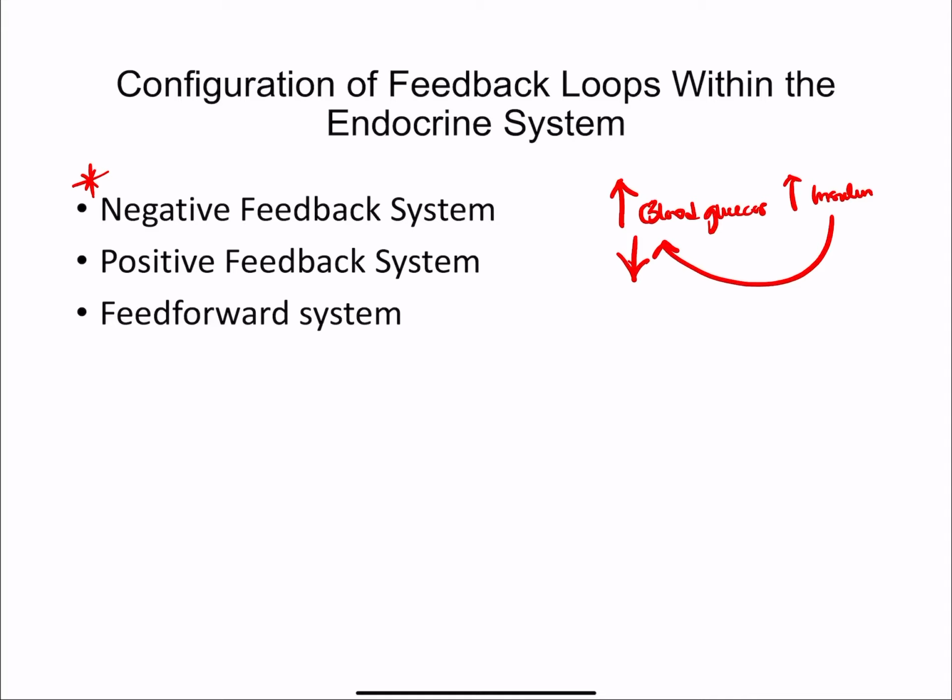There's also what we call a positive feedback loop. In a positive feedback loop, a hormone increases levels of a specific component, and this component stimulates secretion of the hormone even more. This often offers instability.